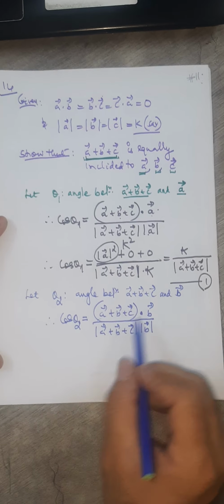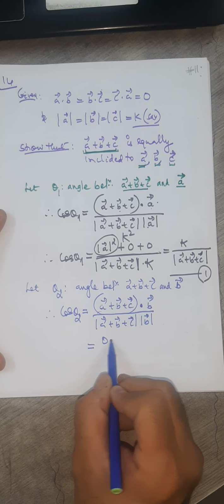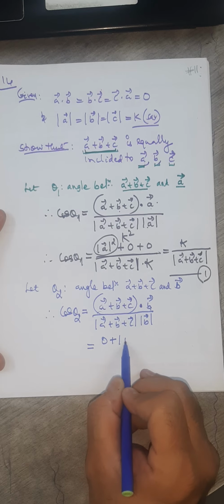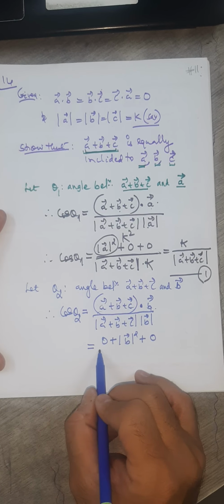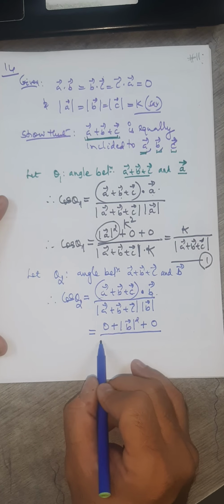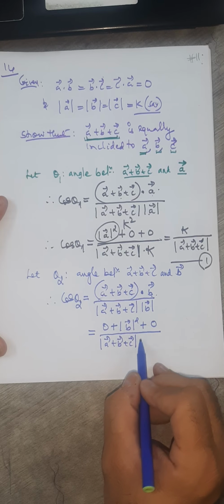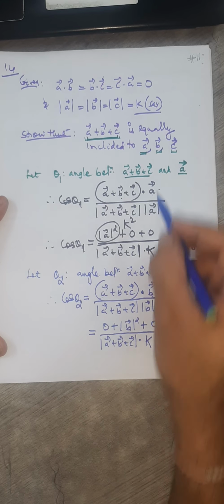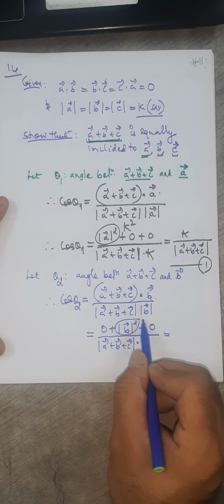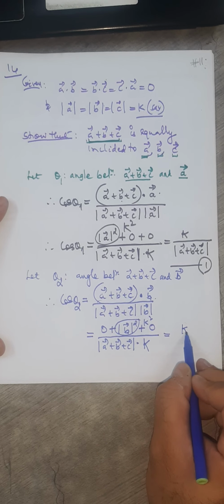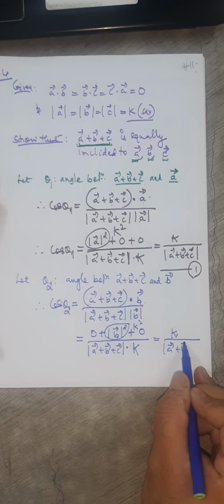Now just open this bracket, distributive property. Vector A dot vector B is 0. B dot B, magnitude of B whole square. B dot C, which is 0, upon the magnitude of this vector. What is this? This is K. You know this is K squared. So this much is K squared, remember. So one K will get cancelled again. So K upon vector A plus vector B plus vector C.